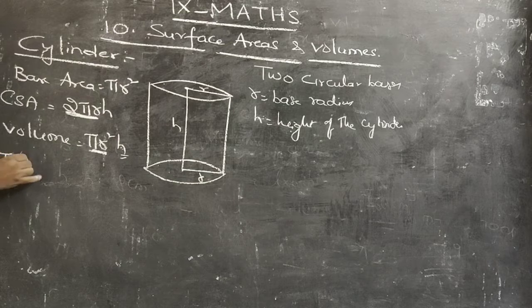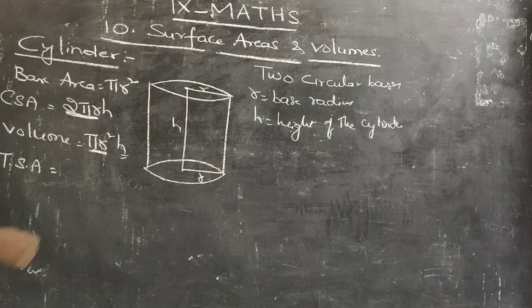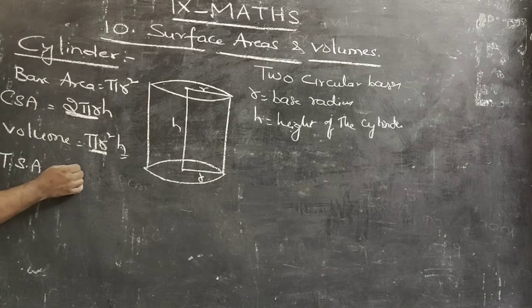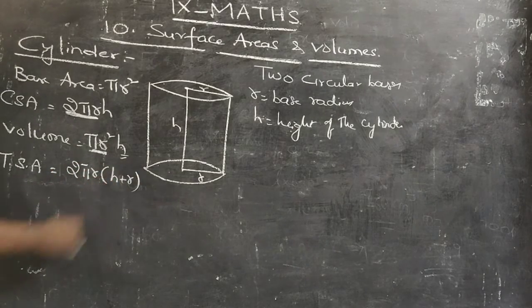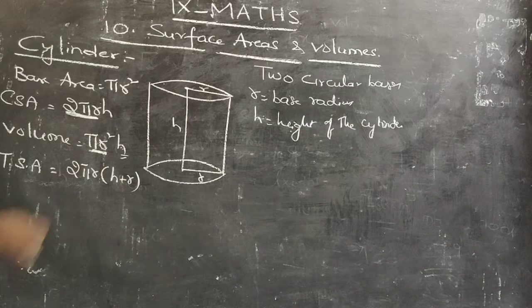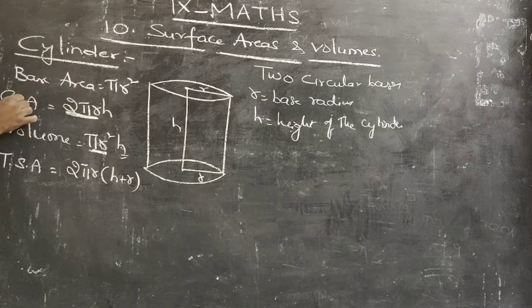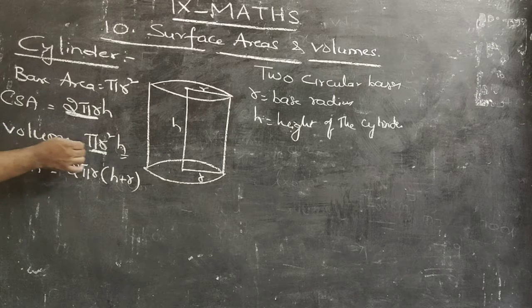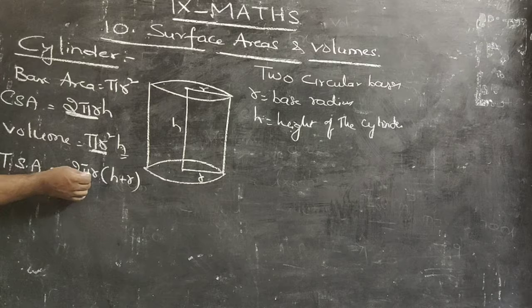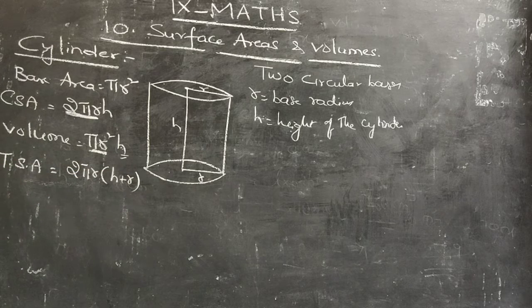Now, total surface area of a cylinder. Total surface area means 2 pi r into h plus r. This is called total surface area of the cylinder. So for a cylinder we have four formulae. Base area of the cylinder is pi r square. Curved surface area of the cylinder is 2 pi r h. Volume of the cylinder is pi r square h. Total surface area of the cylinder is 2 pi r into h plus r.